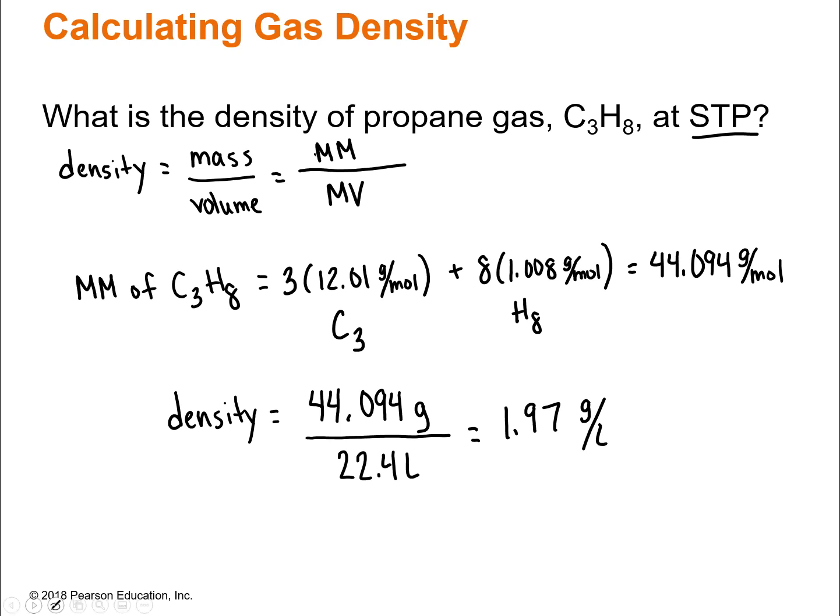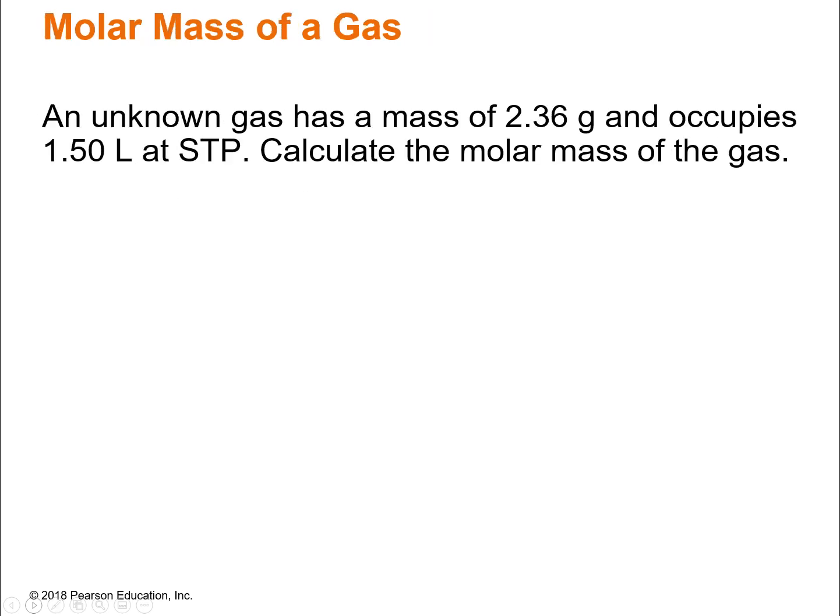We're going to do one more problem with density. And I'm going to walk you through this one too. We've got an unknown gas with a mass of 2.36 grams, and it occupies 1.50 liters at STP. Calculate the molar mass of the gas. This is where you need to know both definitions of density.